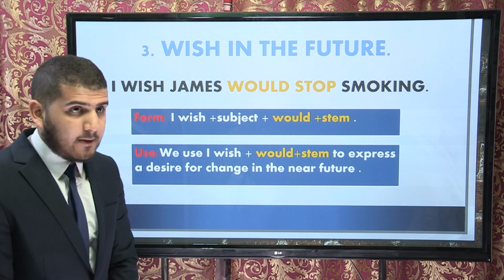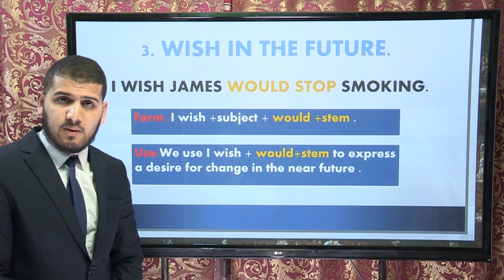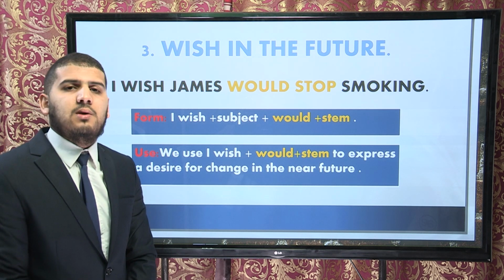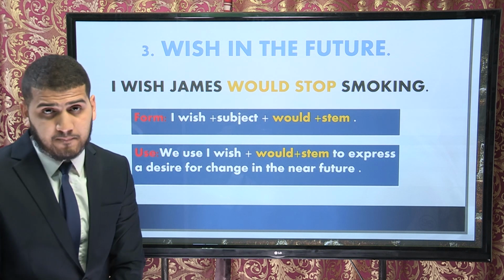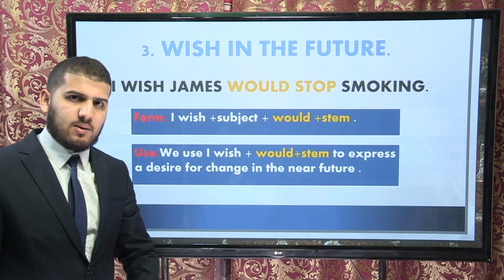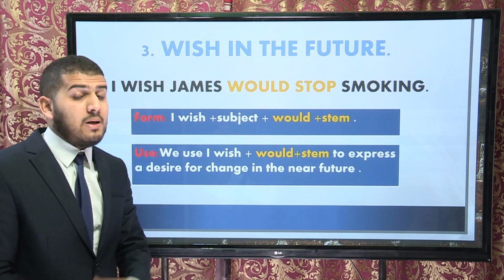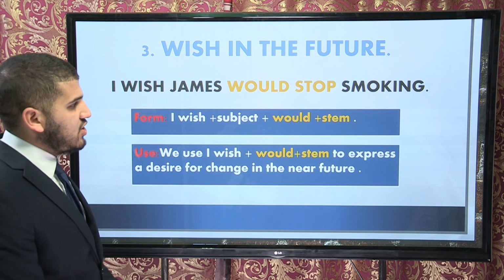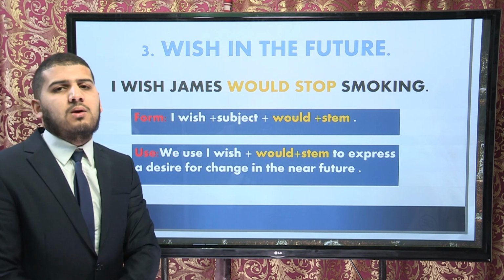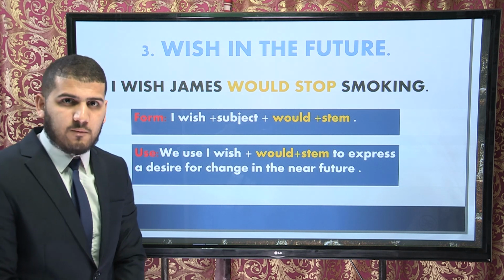So I recapitulate. Today's lesson was about expressing wish in the present simple, expressing wish in the past, and expressing wish in the future. We use wish plus past simple to express wish in the present. We use wish plus past perfect to express wish in the past. And we use wish plus would plus stem to express wish in the near future. Let's move on to practice now.